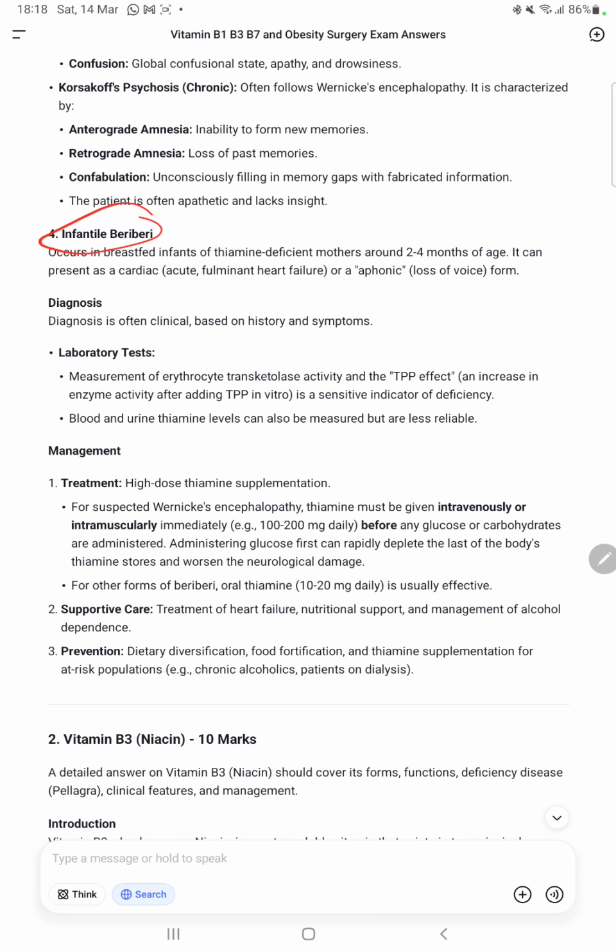Now infantile beriberi occurs in breastfed infants of thiamine deficient mothers. It is found around 2 to 4 months of age. It can present as the cardiac form, that is acute fulminant cardiac failure, or the aphonic form, that is loss of voice.